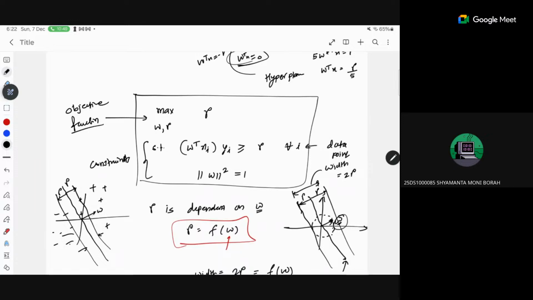And one more thing we have said is that W shouldn't be any arbitrary W. Its length has to be equal to 1, right? So that means we are restricting W also in this. Is that correct? Is that fine?